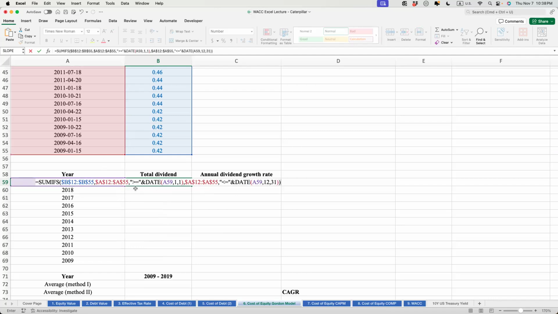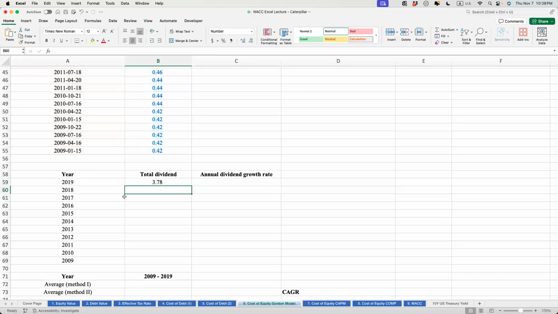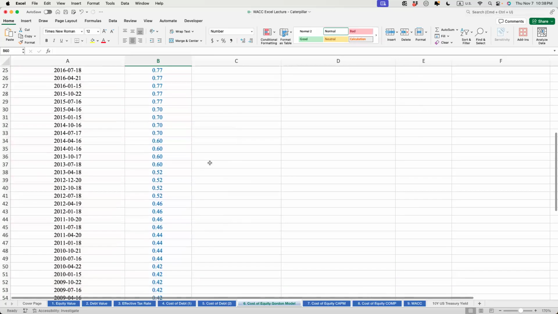Again, let's go through these functions. Basically, what we're doing here, we use the SUMIFS function. We're adding things up together by giving multiple conditions. That is why this is IFS. So first, we're gonna sum up the dividends from this dividends column. And then by looking at the dates column, find the dates that are greater than or equal to January 1st. And then look at this dates column one more time, find the dates that are less than or equal to December 31st for this specific year. Then we hit enter, you get 378.